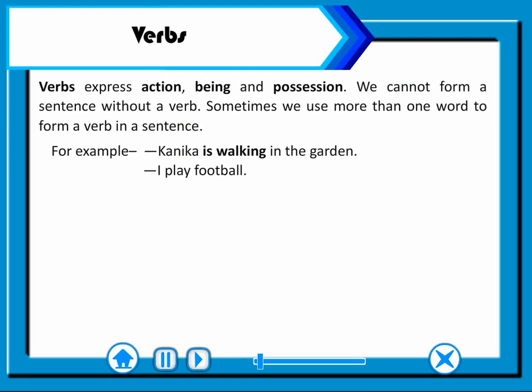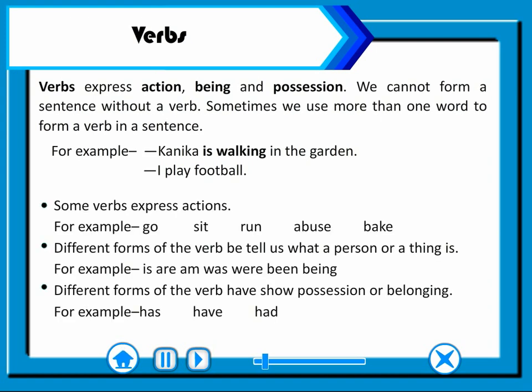Verbs. Verbs express action, being and possession. We cannot form a sentence without a verb. Sometimes we use more than one word to form a verb in a sentence. For example, Kanika is walking in the garden. I play football.